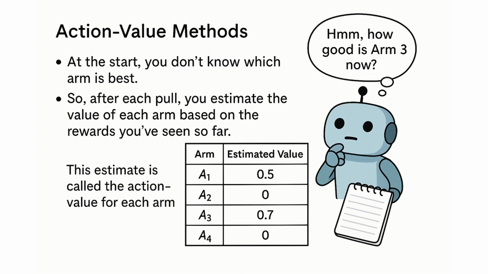So how do we measure the goodness of a state? Initially we have no idea how good a certain state is. So we try different things randomly, and after each pull, we try to maintain an estimate of the goodness of that arm. This estimate is called the action value of that state, and it helps us in making decisions in the future.